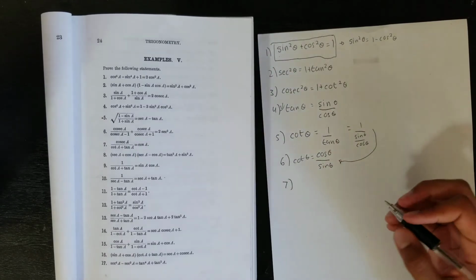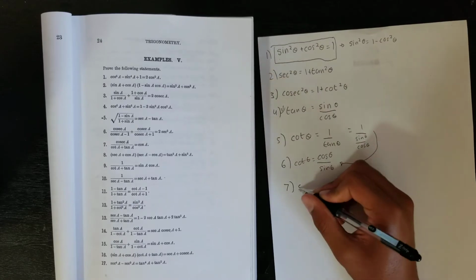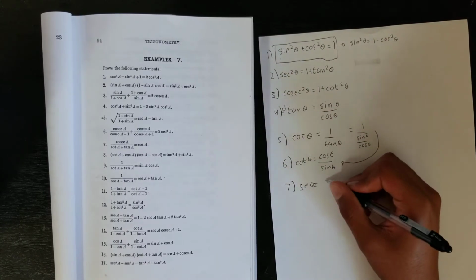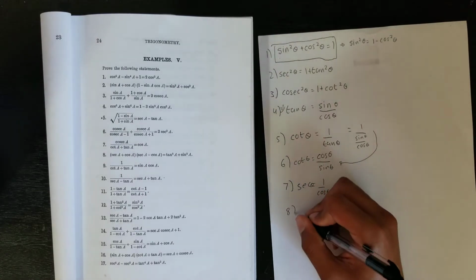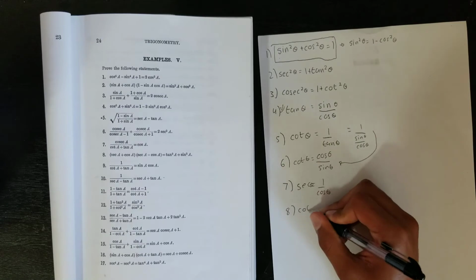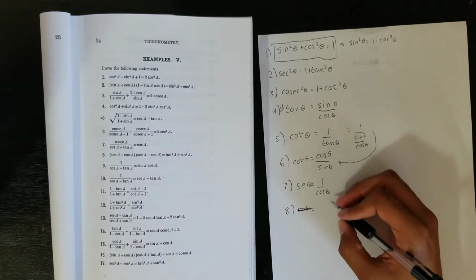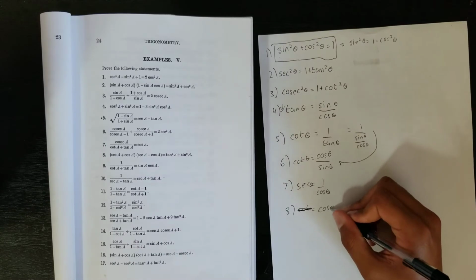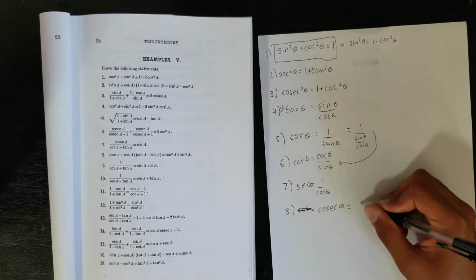Number 7 is going to be secant theta is equal to 1 by cos theta. And last but not least, I've already done cot, my bad. It's going to be secant theta, no, cosecant, yeah, that's what I was missing. Cosecant theta is equal to 1 by sine theta.